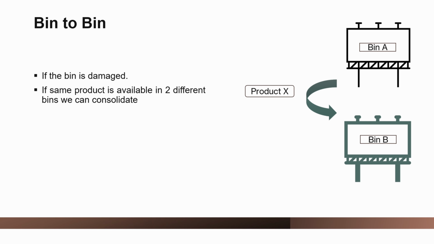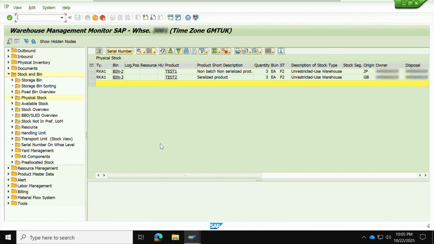Yes, bin to bin we can perform in the SAP screen. Also, we can perform the bin to bin in RF device. Let me go to the SAP screen. So I have already created products for our demo. Test one is a product that is a non-batch, non-serialized product, and test two is another product which is a serialized product. So we are going to use both the products for our bin to bin movement.